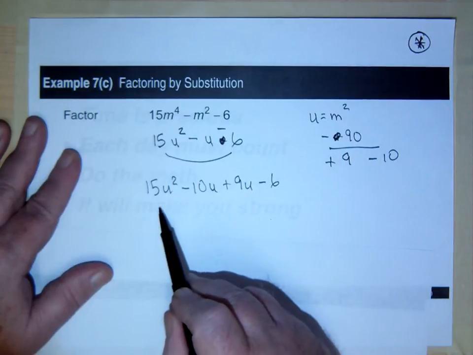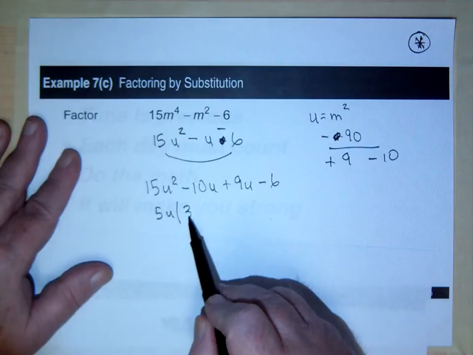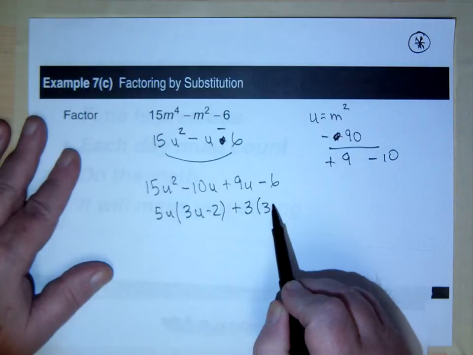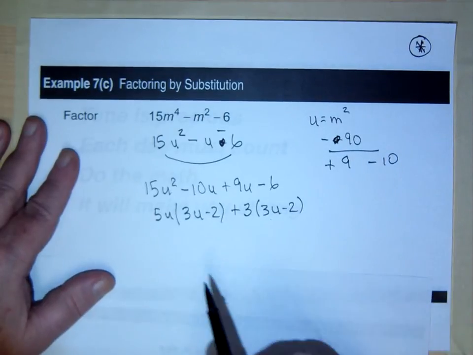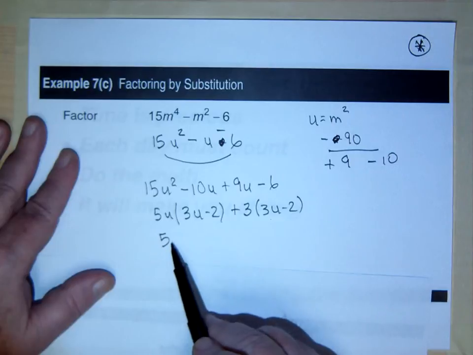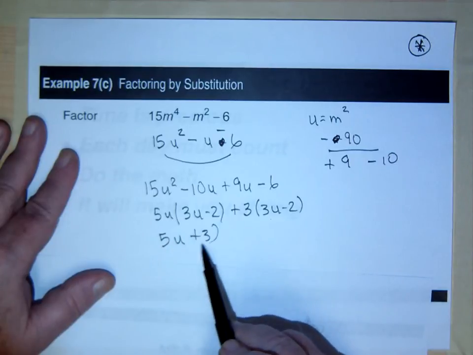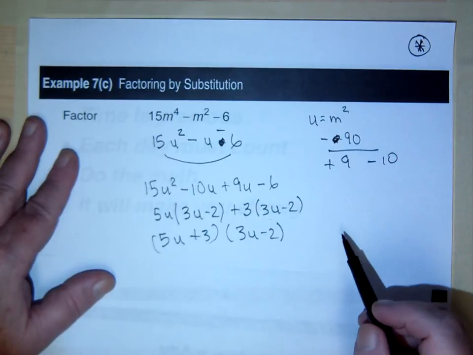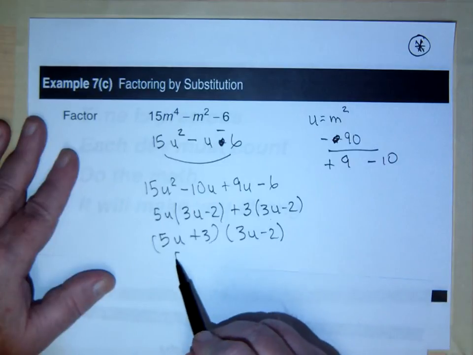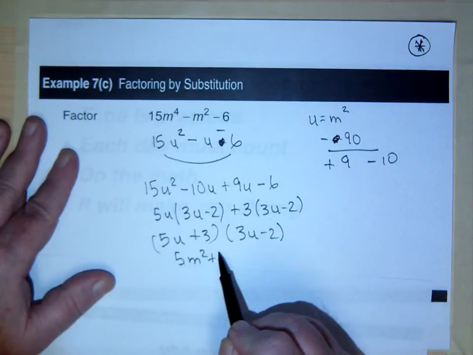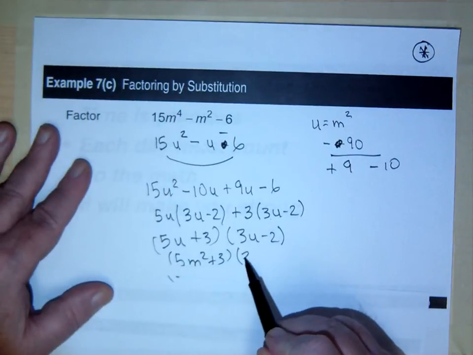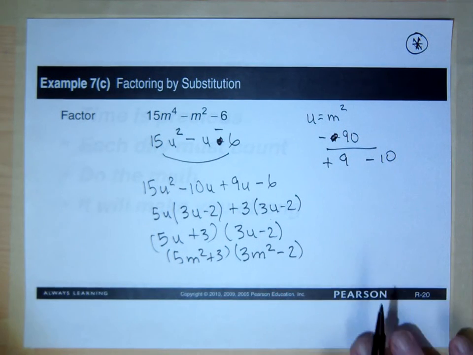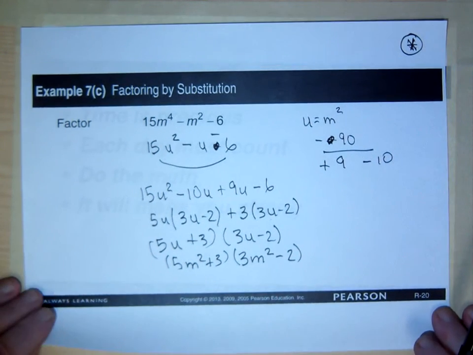I will take a 5u out of this, 3u minus 2. I will take a 3 out of this, and this is 3u minus 2. So this is going to be 5u plus 3 times 3u minus 2. And so substituting back in, this will be 5m squared plus 3 times 3m squared minus 2. And that's the way it goes with factoring.